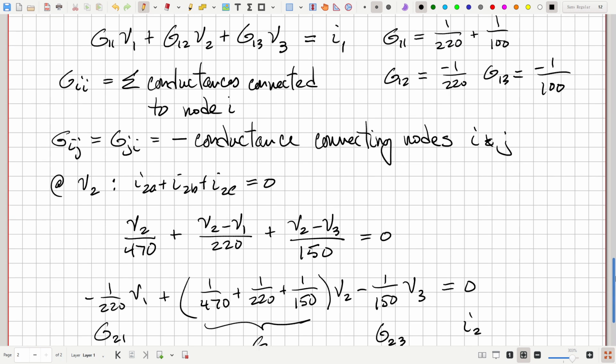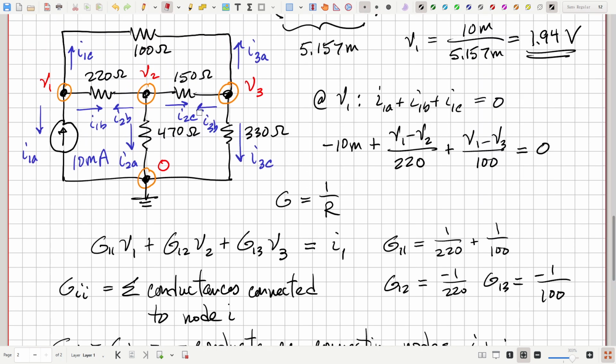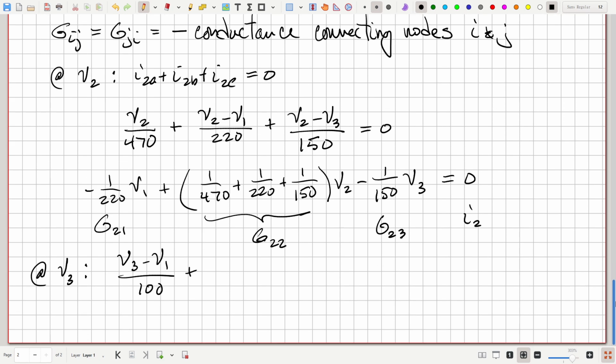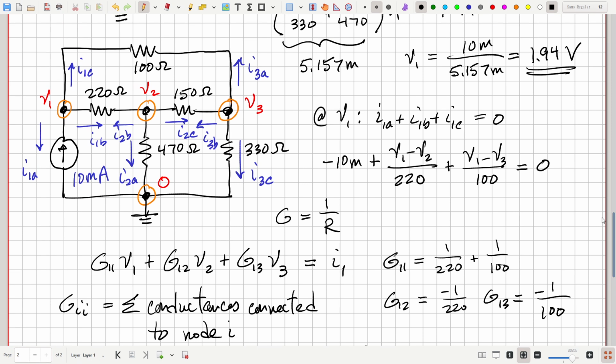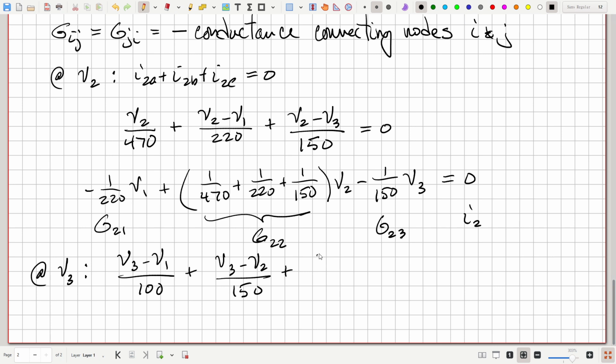And then I3B, that's from V3 to V2 through a 150 ohm resistor. So that would be V3 minus V2 over 150. And then I3C, that's V3 to 0 through a 330 ohm resistor. So that's just plus V3 minus 0, so just V3 over 330. And those have to sum to 0.